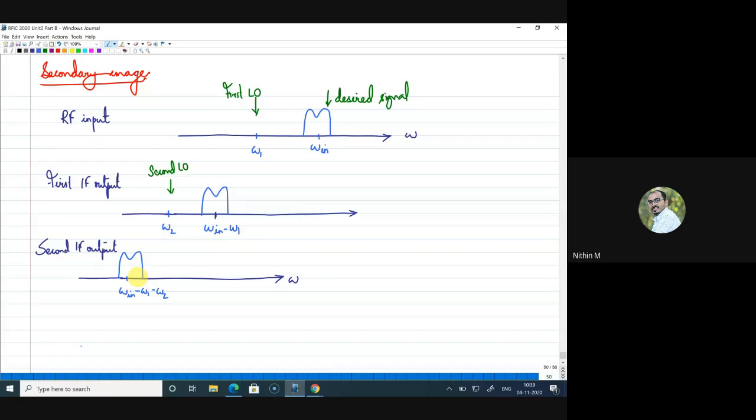Now we are trying to look at a component called the secondary image. In order to understand this secondary image, anyway we analyzed the first image, right? Now we have three frequencies. One is omega in, which is the input frequency. The second one is omega 1, which is the first LO, and the third one is omega 2, which is the second LO frequency, right?